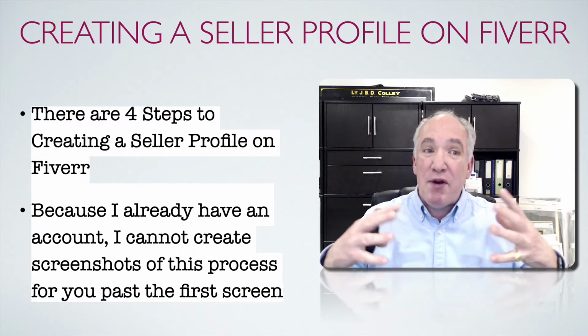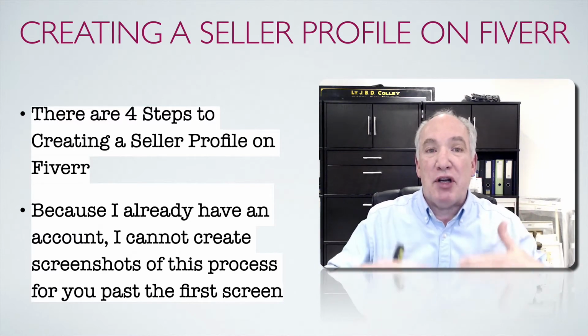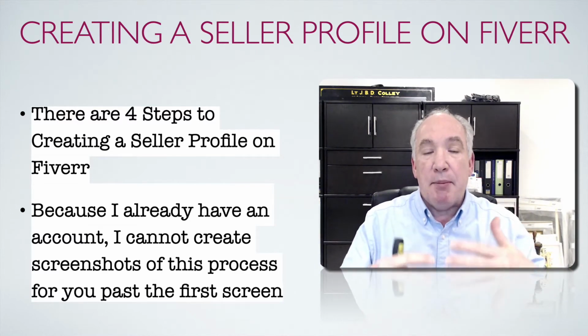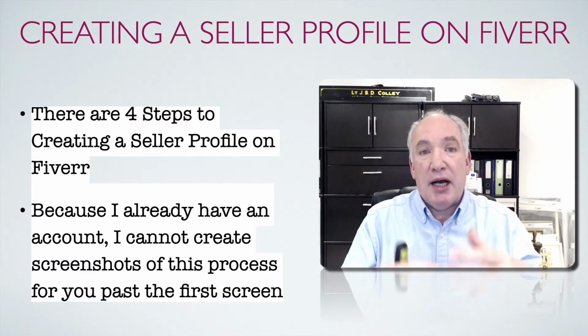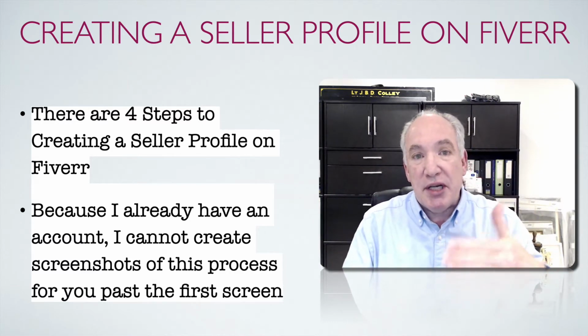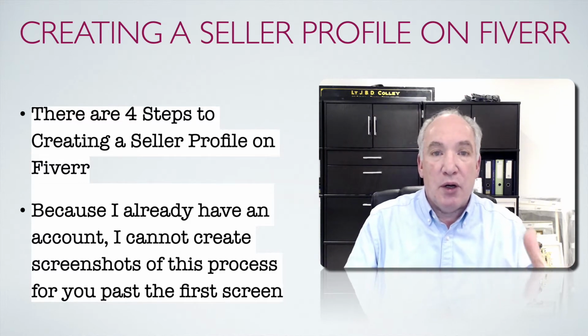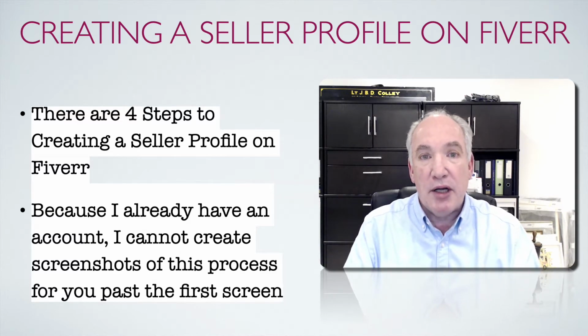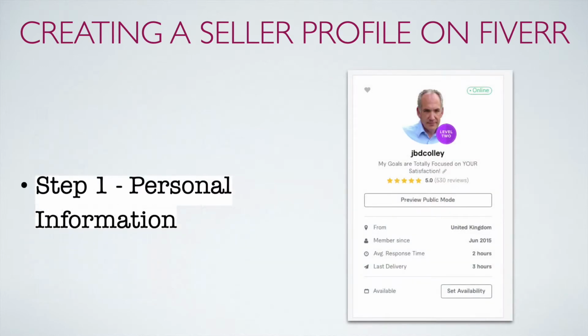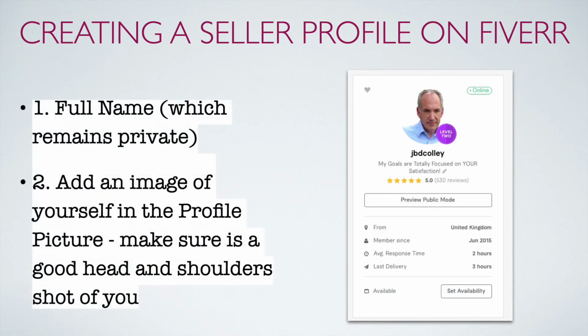Now, because I've already got an account, I can't show you the screenshots of the process. But what I will do is to show you some of my information so that you get some idea of what to show in your own profile. So step 1 is your personal information. Now you have to put in your full name, which actually remains private. You can see I've got my Fiverr name on there, JBD Colley, but my full name is kept private.